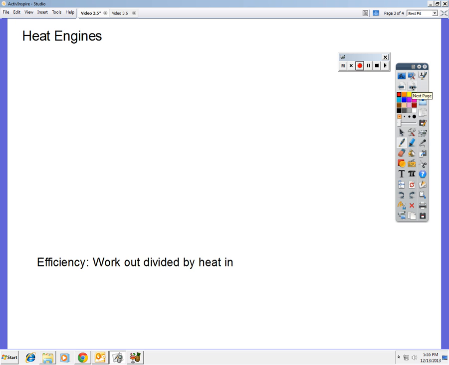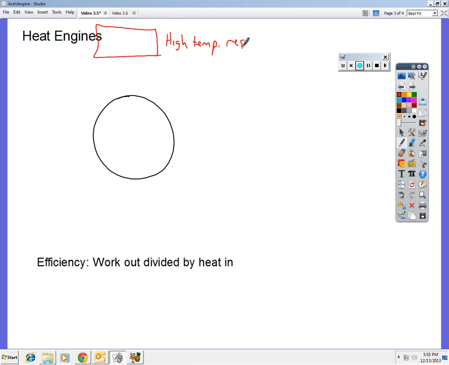Now, what a heat engine is, it's usually represented as a circle. It's something where heat comes in. You have a high temperature reservoir here, sometimes called a hot reservoir. It's at temperature TH. You have a cold temperature reservoir here at temperature TC.